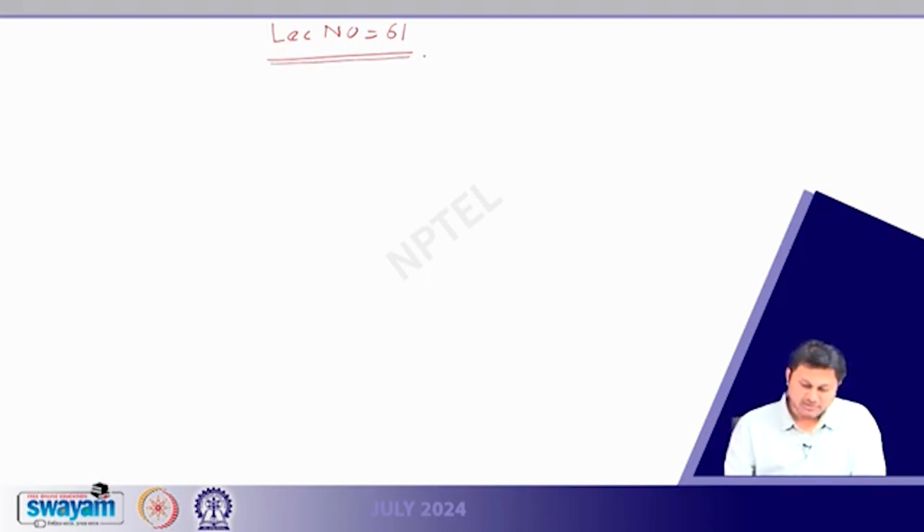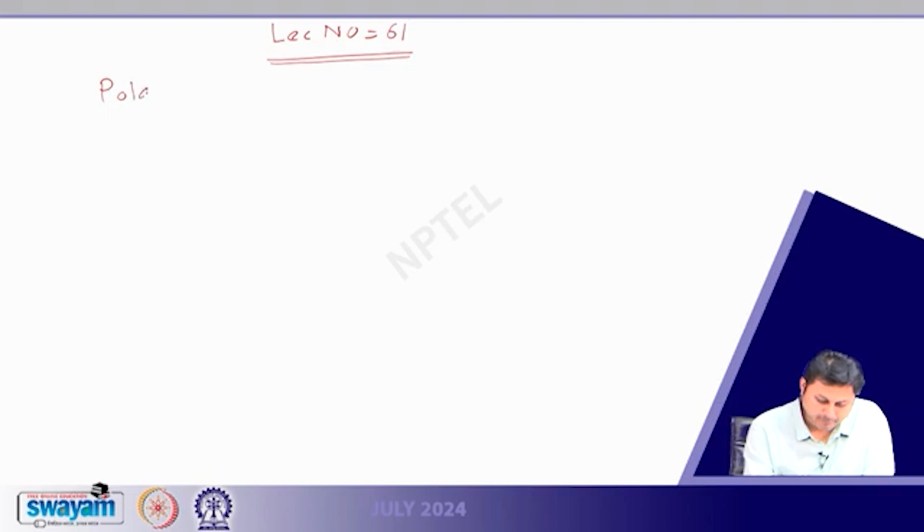In the last class we discussed how we can polarize the light by reflection. Let me do it once again, because that will be useful to understand how we can polarize the light by scattering. So, polarization of light by reflection.